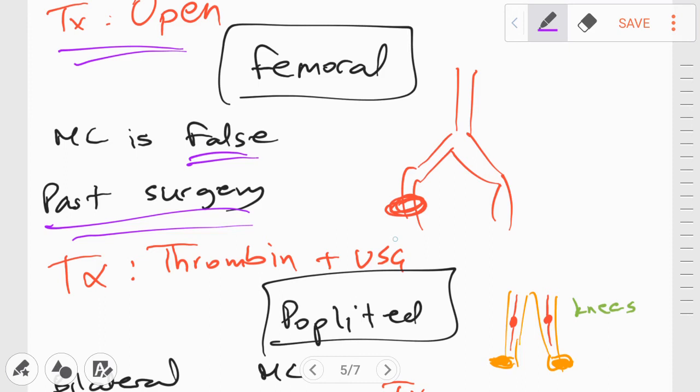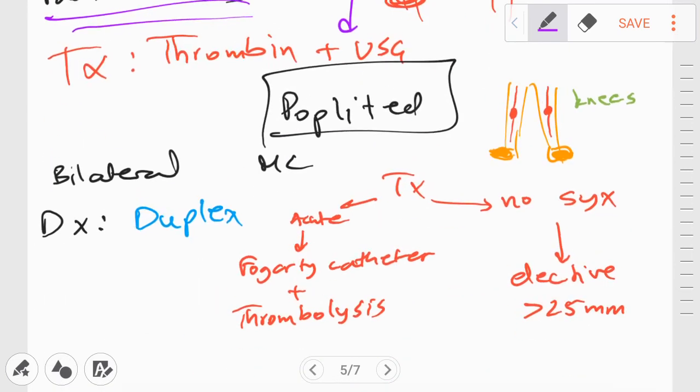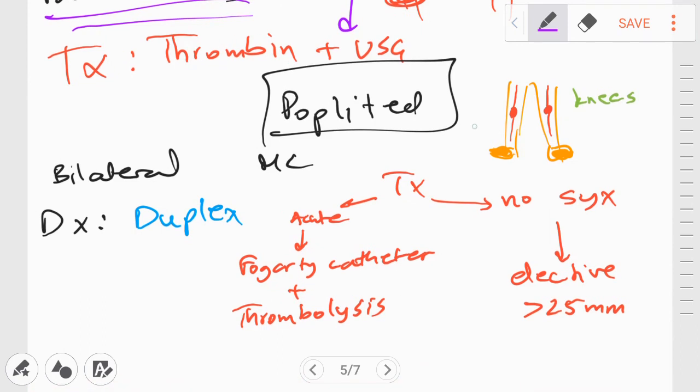So in a femoral aneurysm, and especially a false aneurysm, the preferred treatment is thrombin injection using ultrasound guidance. That is the preferred treatment for femoral aneurysms. And finally, you move on to the popliteal aneurysms.